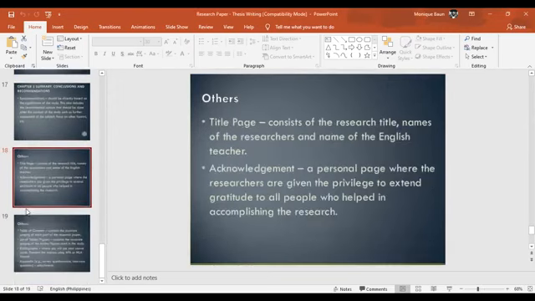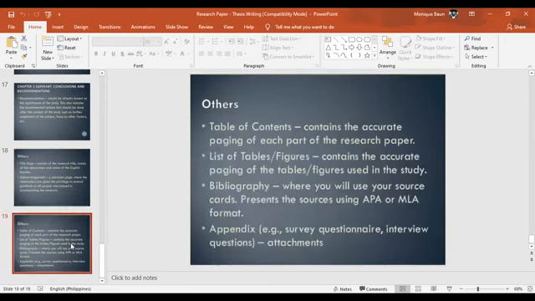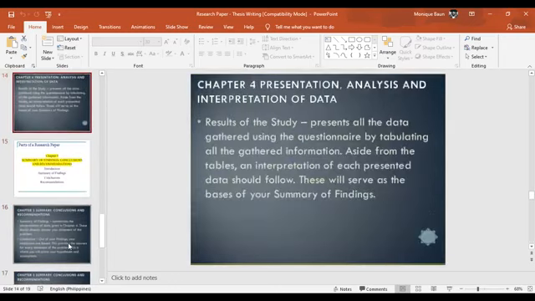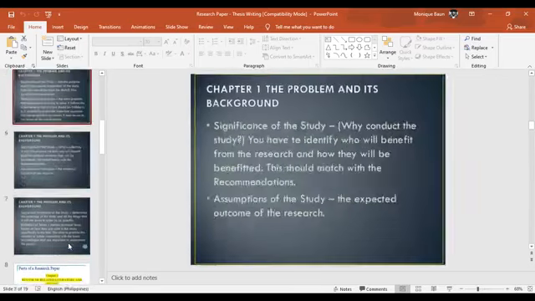Now let's proceed to the other parts. We have the title page. It consists of the research title, the names of the researchers, and then your research advisor, research teacher, or English teacher. Next is the acknowledgement. It is a personal page where the researchers are given the privilege to extend gratitude to all people who helped in accomplishing the research. Then the table of contents, list of tables or figures, bibliography, and appendix. So these are the parts of a research paper.